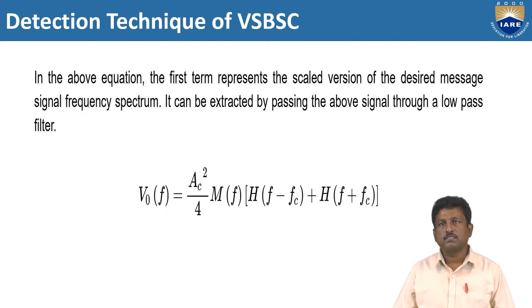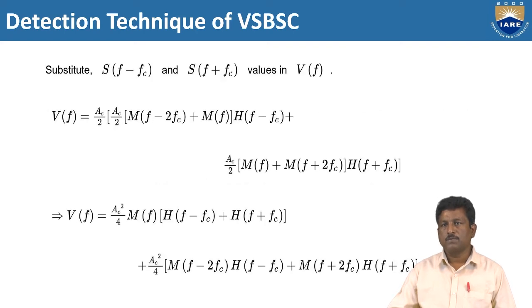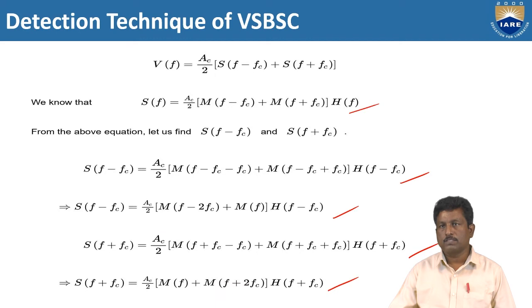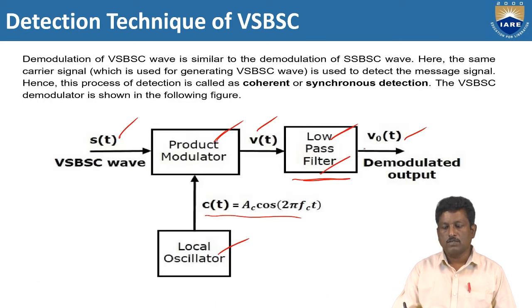So in the above equation, the first term represents the scaled version of the desired message signal frequency spectrum. It can be extracted by passing the above signal through a low pass filter. Previously, it was a combination of both the upper sideband as well as the lower sideband. So from this equation, you can say that the low frequency components can be allowed. That is the purpose of the low pass filter in the diagram. Here you can see the low pass filter after the product modulator, which allows only the low frequency signals. High frequency components are eliminated or rejected.